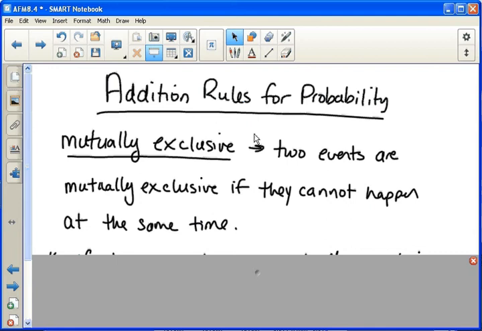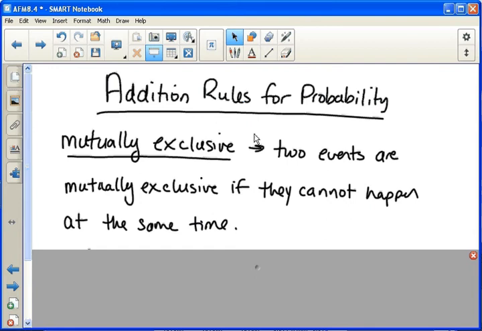So the first property we need to talk about as far as addition rules for probability is mutually exclusive. Two events are mutually exclusive if they cannot happen at the same time. Mutually means together, exclusive means nothing else. So they can't happen together. Two events are mutually exclusive if they cannot happen at the same time.